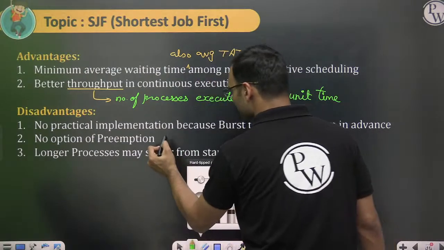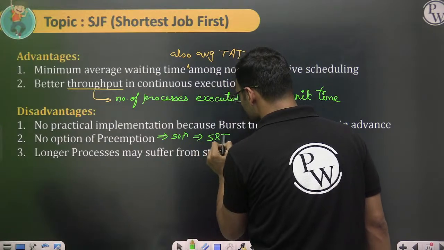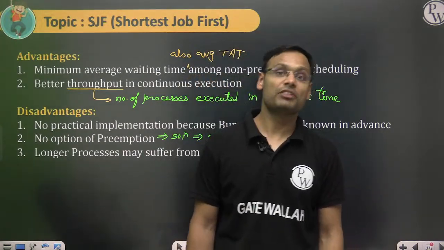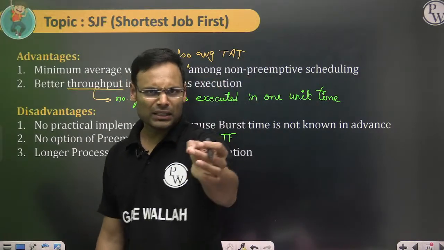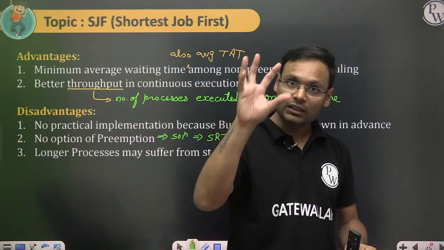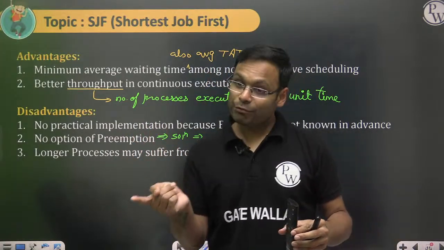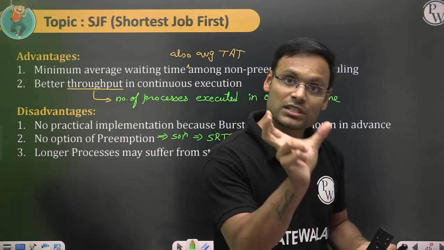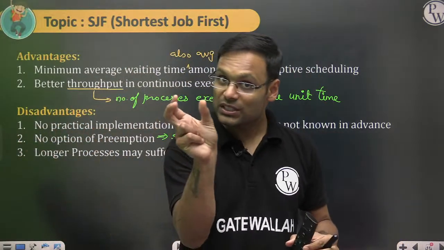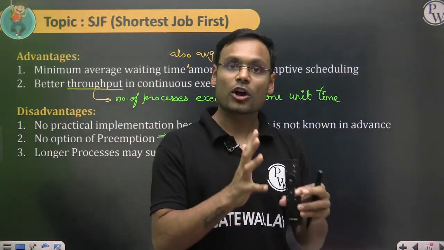Since SJF has no preemption, the solution for this is SRTF. SRTF is shortest remaining time first. That algorithm is nothing but the preemptive version of SJF. It says that we will run the process with the minimum burst time. But if a process is running right now which has a bigger burst time, and later a new process arrives which has a lesser burst time, then I can stop this process.